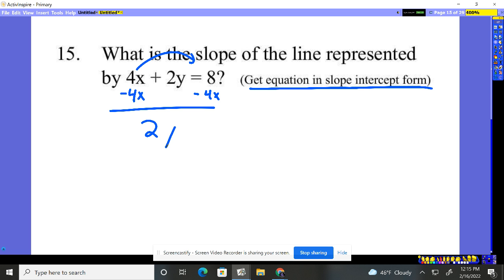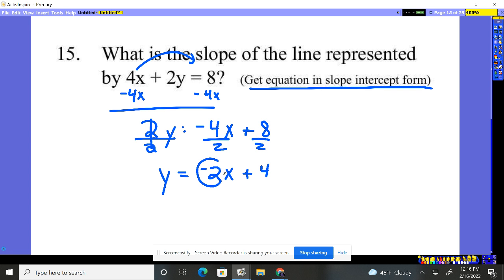I get 2 times y equals, I'm going to put my x piece first because that's my slope piece, and I'm trying to look at what's in front of x. So right now it looks like the slope's a negative 4, but we don't have y by itself, so it's not. We still need to divide by 2 to get y by itself, which means I have to divide these guys by 2, and I get negative 2x plus 4. So the slope is actually negative 2. If it asked, the y-intercept would be crossing at positive 4. But this question says, what's the slope? So we would put negative 2 as our answer.